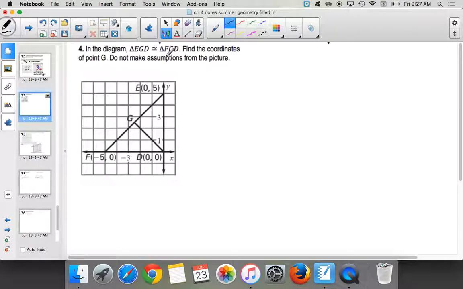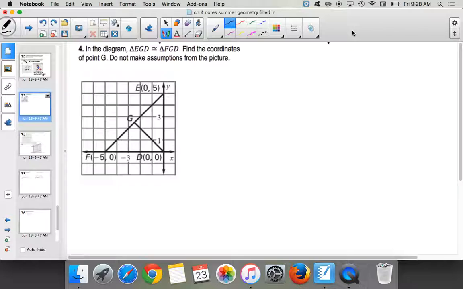It says in the diagram, triangle EGD is congruent to triangle FGD. Do we see those two triangles? Find the coordinates of point G. Do not make assumptions from the picture. So don't assume that it's in a certain location, because I think this picture is not very good.